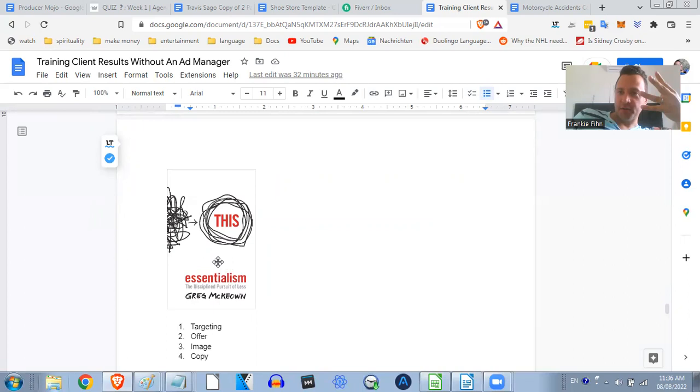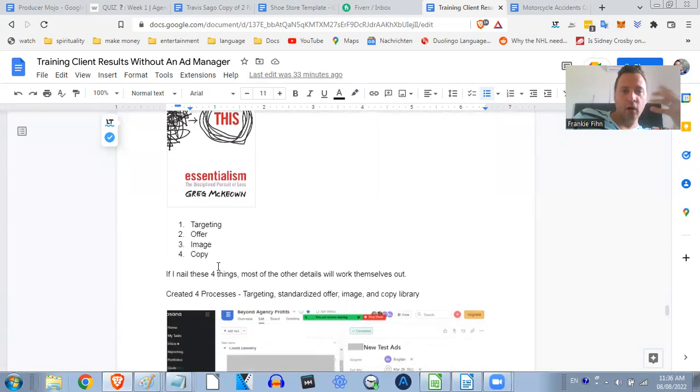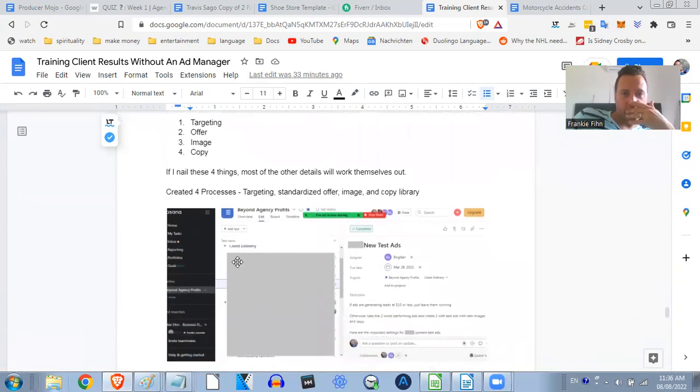So I determined this was the Frankie Finn formula, and you may have one or two other variables different, but I just want to show you that for us, it came down to targeting, offer, image, and copy. And I thought, okay, if I can just nail those 4 things and get this done with my systems, then we're going to be in really good shape. So I'm going to show you just a little bit of what this looks like. If I nail these things, most of these other things, even my budget, even my scaling, will work themselves out if my targeting, my offer, my image, and my copy are on point.